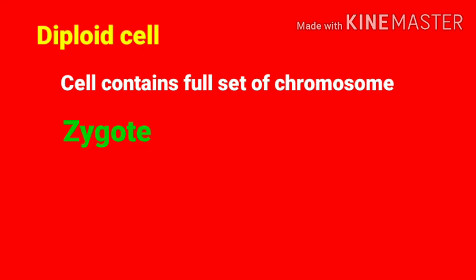Then I have to ask you a question. Is the zygote haploid or diploid? Yes, you are correct. The zygote is diploid, right? Because it has a full set of chromosomes, which come from the male gamete and female gamete. So the zygote is a diploid cell. You got it, right? Yes, very good, my dear. So the pollen grain which lands on the stigma after pollination has two male gametes, and those cells are haploid.